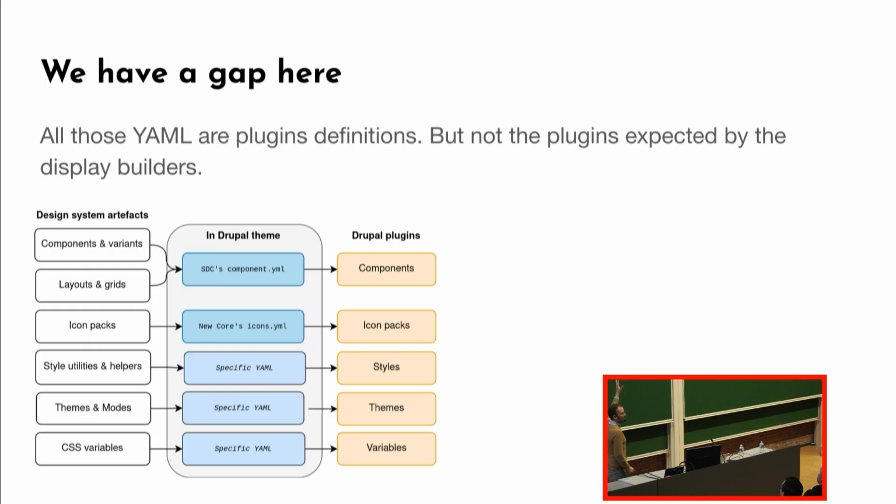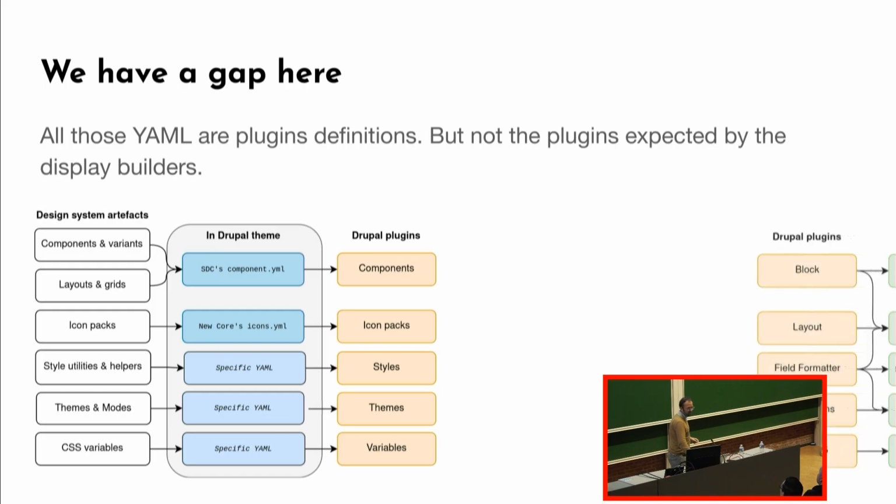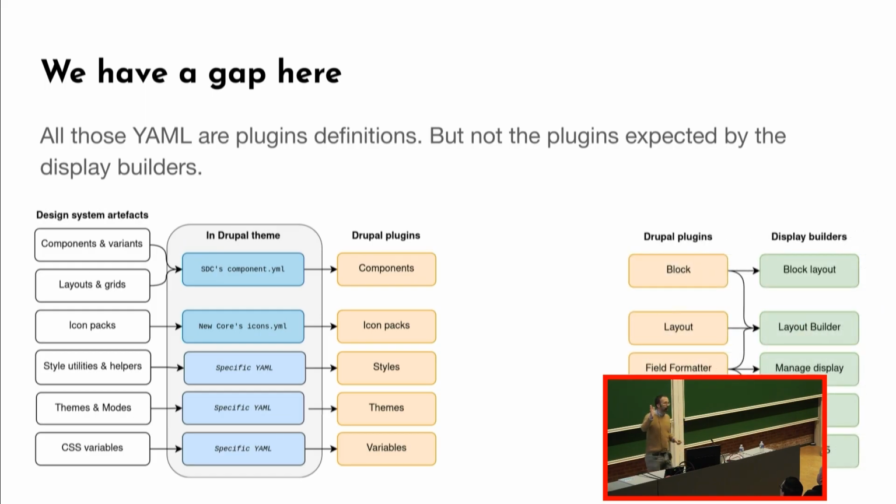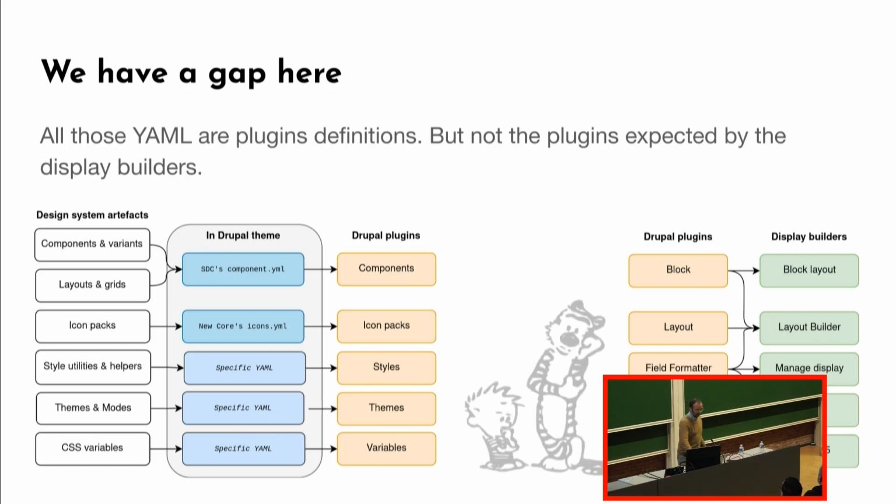If the front developer is adding the expected YAML file for the design system definition, Drupal will load plugins. But the display builders in Drupal, they need other plugins. They are not leveraging components, icon packs, or styles. They are leveraging block, layout, and field formatters. So this gap needs to be filled.